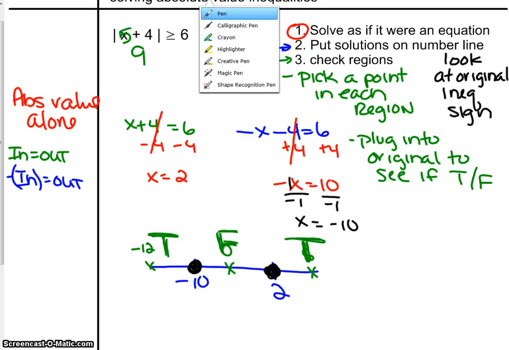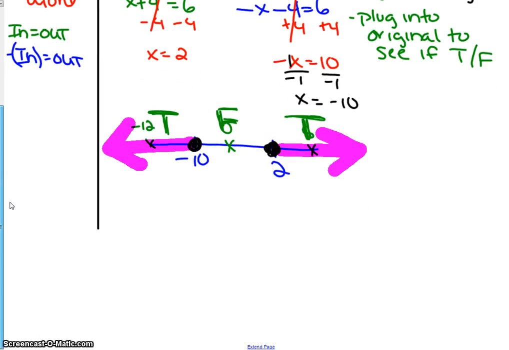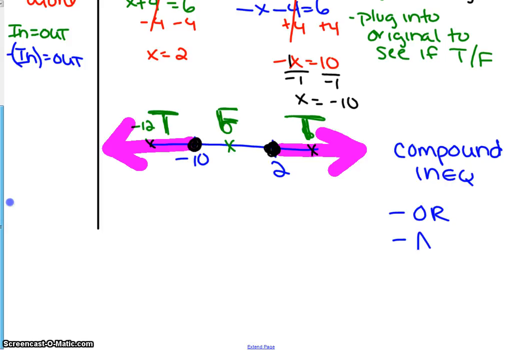So what we get is solutions out there, solutions out there. What this situation should look like is your compound inequalities, your ors or your ands. And one of the things that we should be able to do is check these and make sure I come up with a compound inequality. If it doesn't look like a compound inequality, I probably did something wrong.